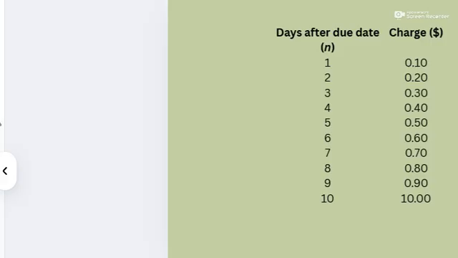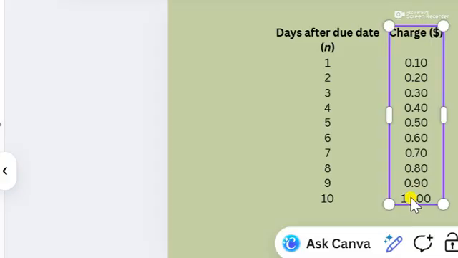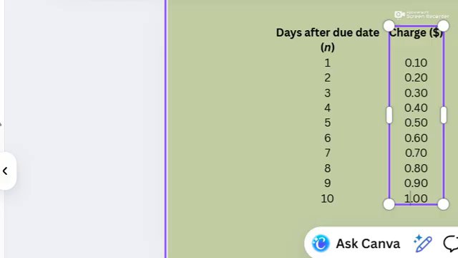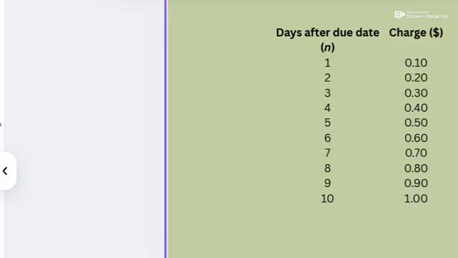He was 10 days late. The correct answer, oh my goodness, my chart is wrong. I apologize. Let me fix that. The correct charge is $1. He's going to have to pay $1 for being 10 days late.